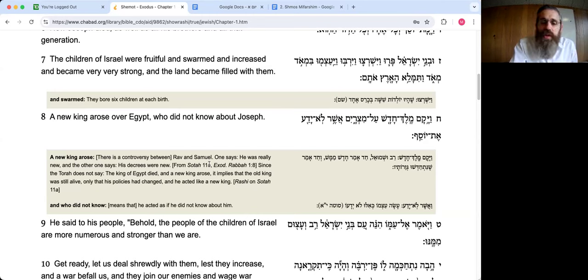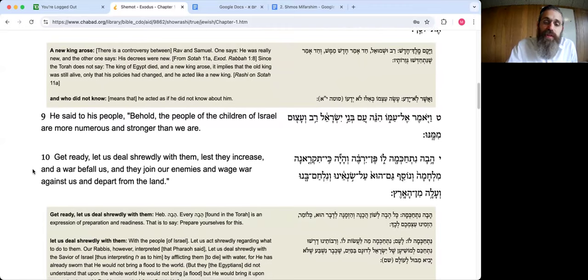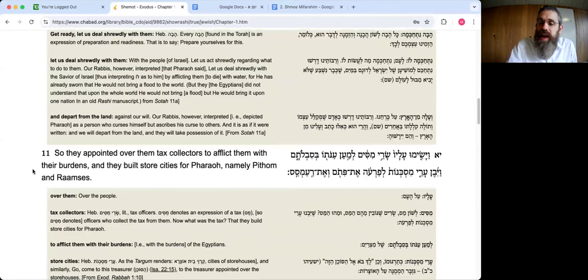But in any case, he said to his people, behold, the people of the children of Israel are more numerous and stronger than we are. So he says we have to outsmart them: let us deal shrewdly with them, lest they increase and a war befall us, and they join our enemies and wage war against us and depart from the land. In other words, it'll be a war where these people are going to be loyal to our enemies and not to us. So that's how we have to outsmart them. And then verse 11 describes already the slavery.